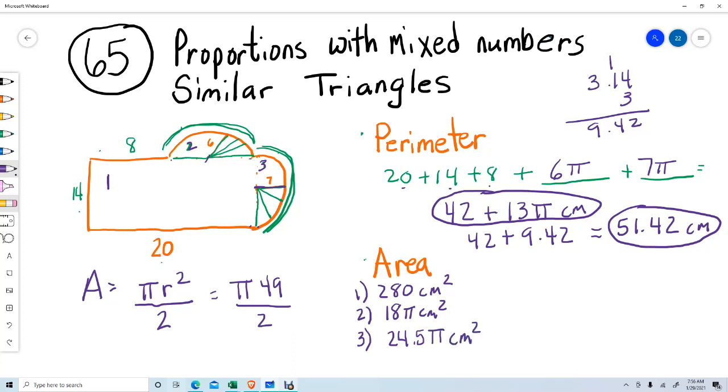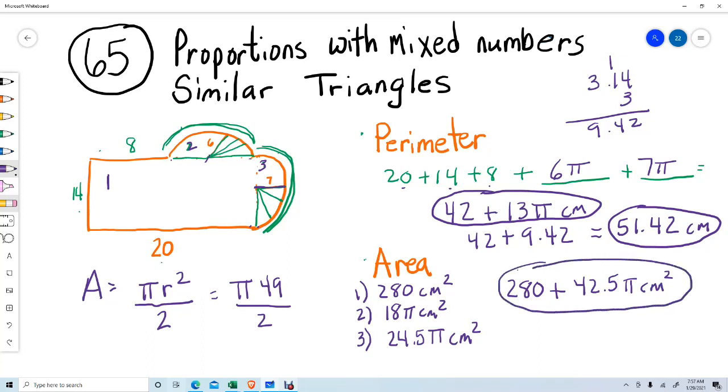Now we can simply add those areas up. And once again, you have 280. You can add your pi's together, but you cannot add your standalone number 280 with your numbers combined with pi. What is 18 and 24.5? Let's see, that's 42.5 pi centimeters squared. So 280 plus 42.5 pi centimeters squared. That's leaving it in terms of pi.